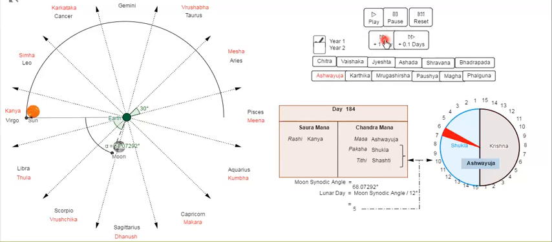Then it moves on. The sun is also moving. Look, the sun is also moving. We started from the Kanya Rashi, when the Ashwin Mas, the Ashwin month, started.